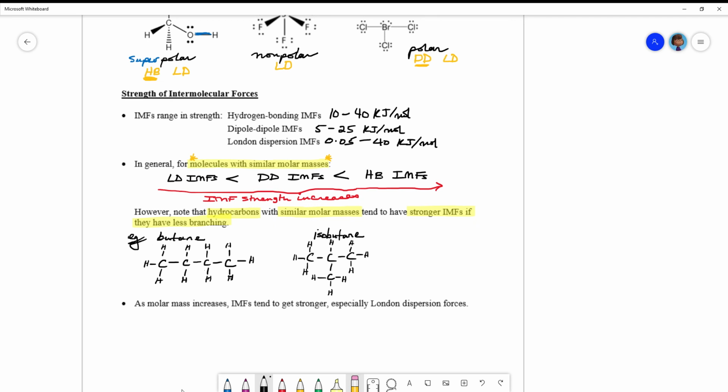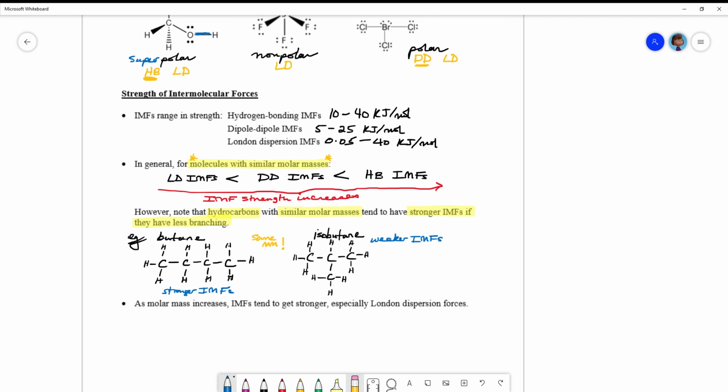Okay. And when we compare these two molecules, which I'm going to note have the same molar mass, what we find out is that the first molecule has stronger IMFs and the second has weaker IMFs. And this is because the second one has more branching. So weaker IMFs, more branching in our hydrocarbon.